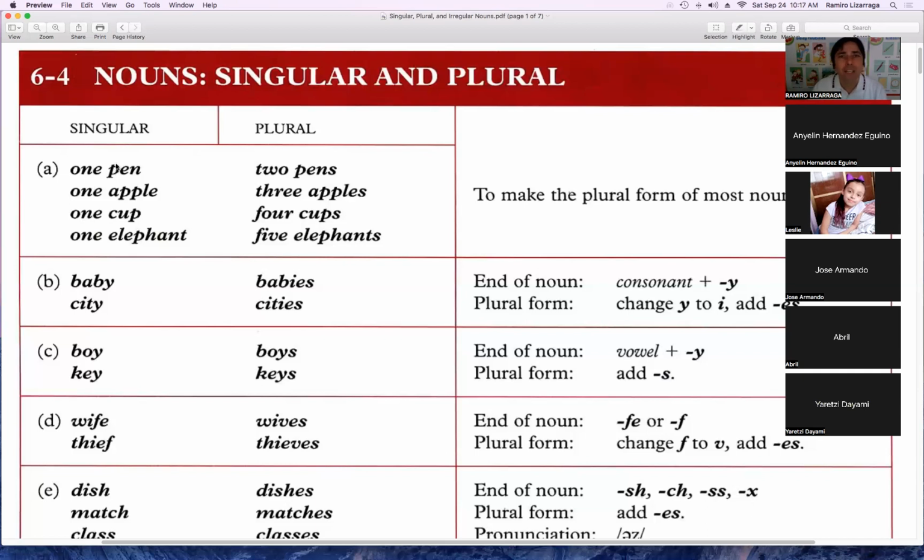So for example, take a look at this here. One pen, two pens. So if I wanna be talking about one specific thing, one specific object, which is only one, my sentence is gonna be a singular sentence. Look at this, one pen. But if I'm gonna be talking about two or more objects, like here, pens, my sentence is gonna be in plural. It's gonna be a plural sentence. Okay.